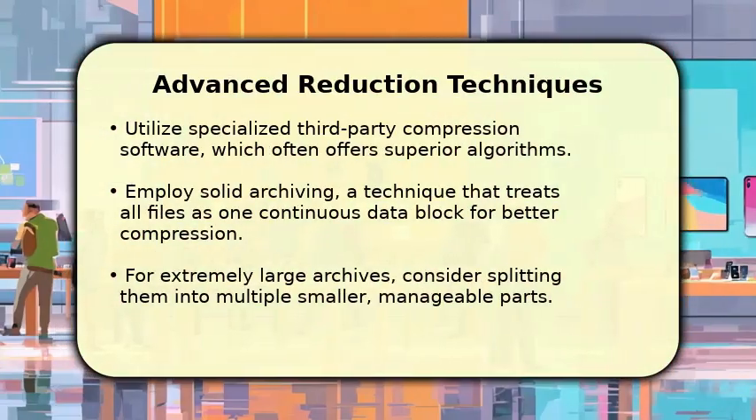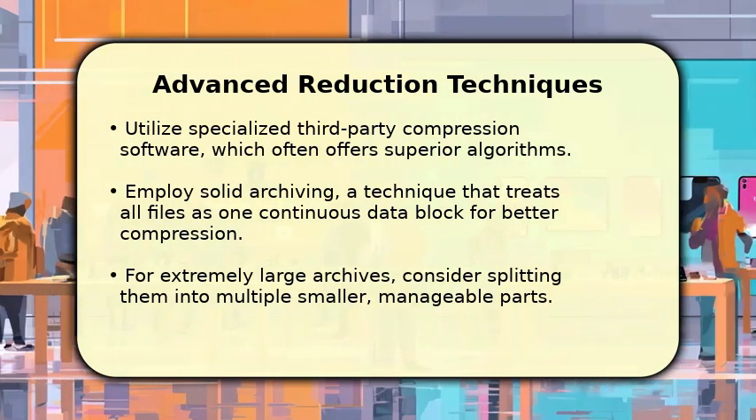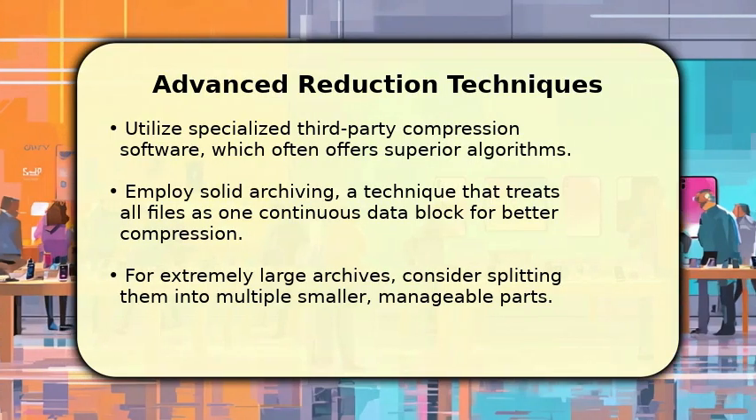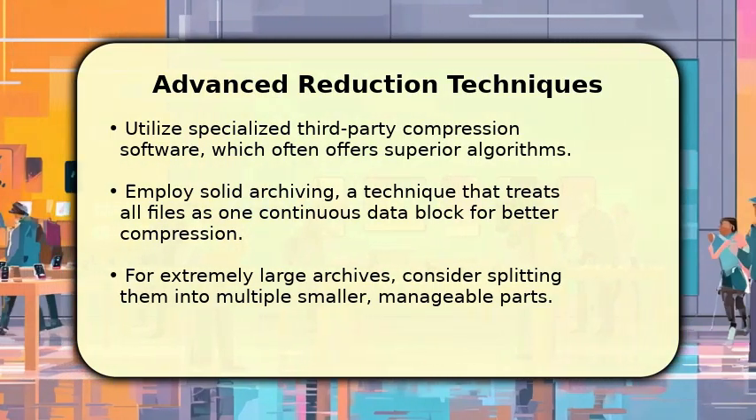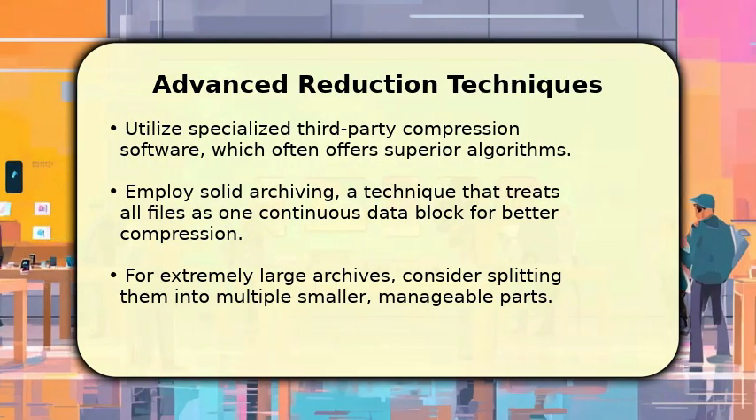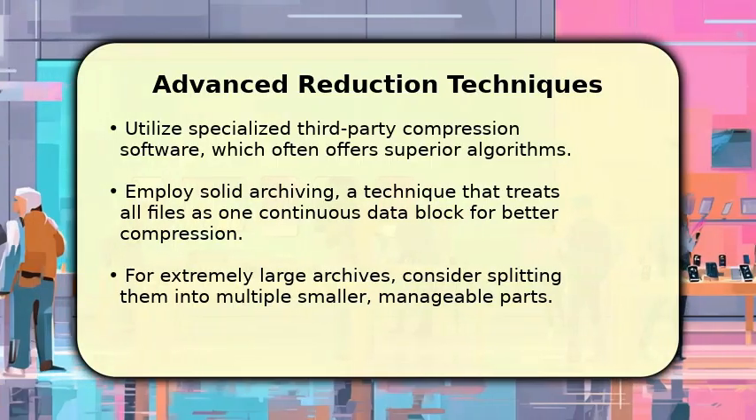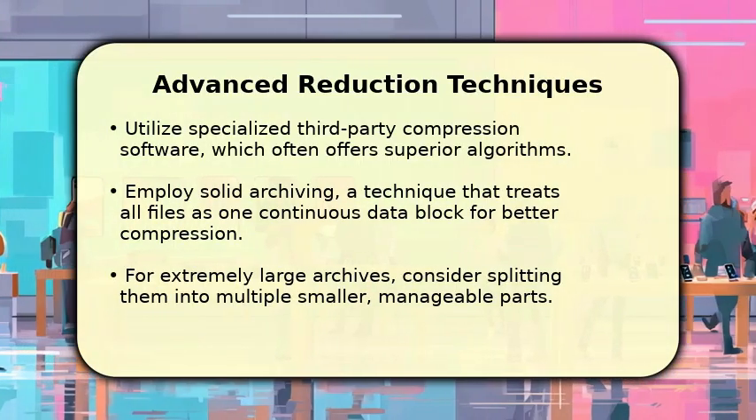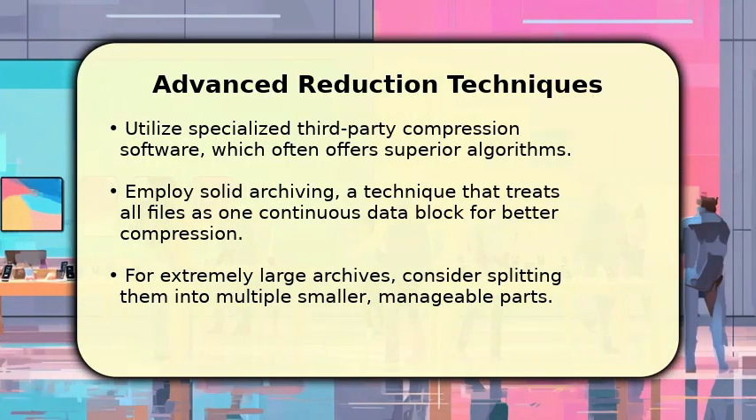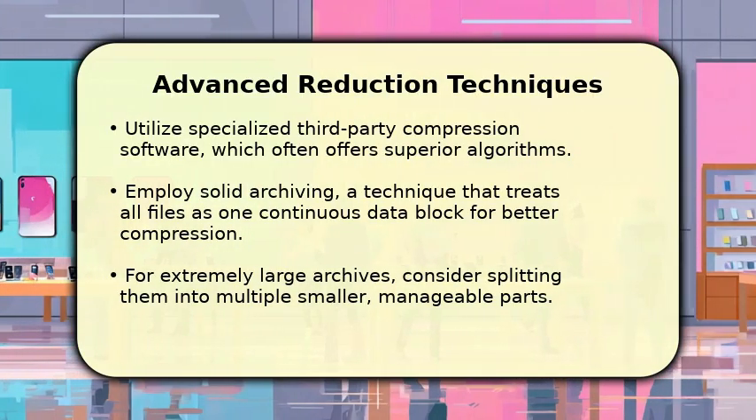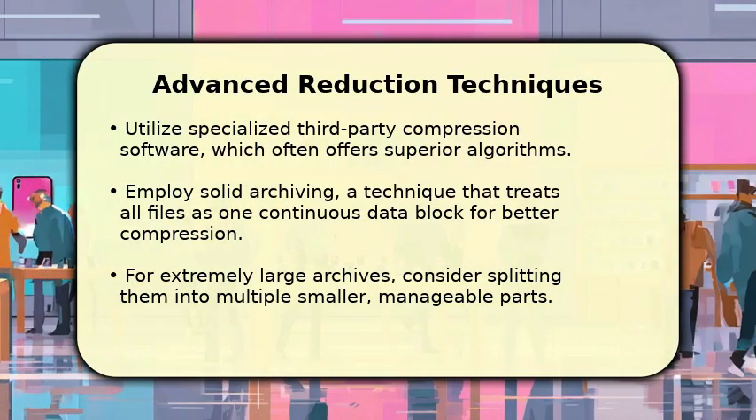For even greater reductions, consider using advanced compression software beyond your operating system's built-in tools. Programs like 7-Zip or WinRAR often employ more efficient algorithms, potentially shrinking files by an additional 10 to 15%. Also, explore solid archiving, which can be particularly effective for folders containing many small files. If your archive is still massive, splitting it into several smaller volumes, perhaps each around 500 megabytes, makes sharing much easier.